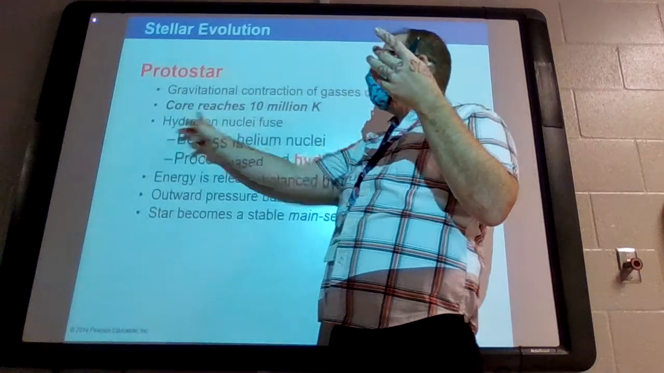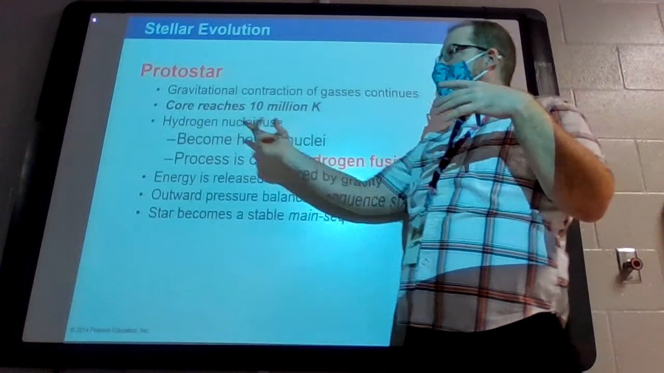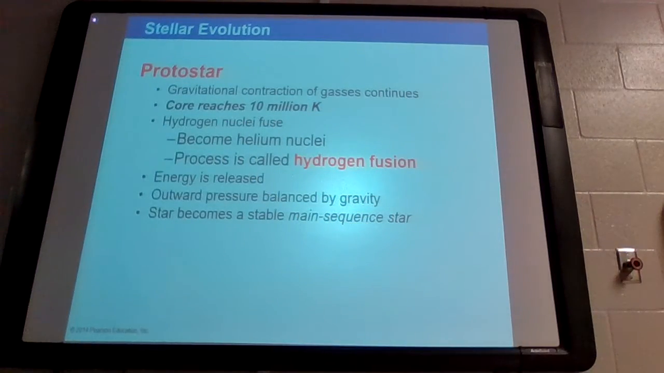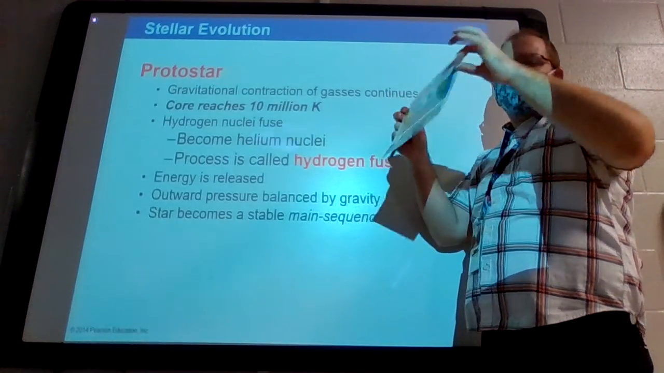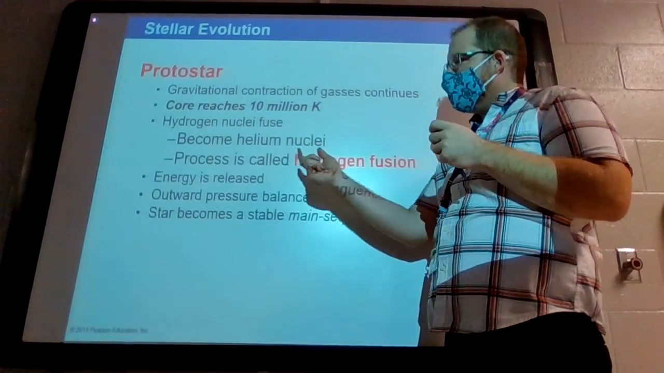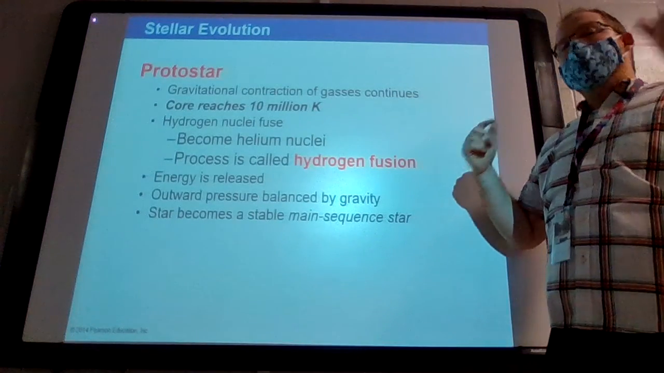Eventually, your core reaches a certain temperature, 10 million degrees Kelvin, and your hydrogen nuclei start to fuse. So like I said, early in the galaxy, early in the solar system, you only had hydrogen and helium. That's what begins when you have your star. This process is called hydrogen fusion, and we would like to do fusion.